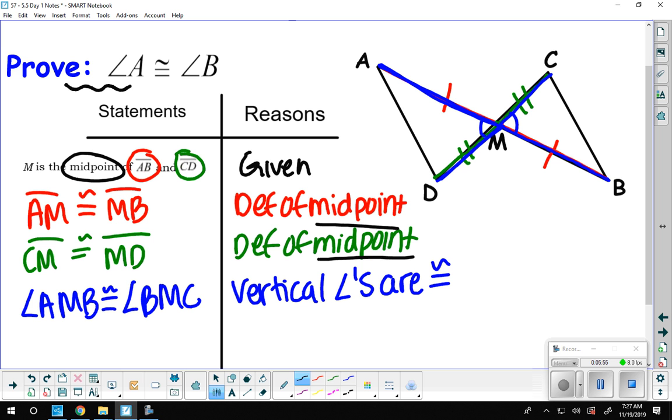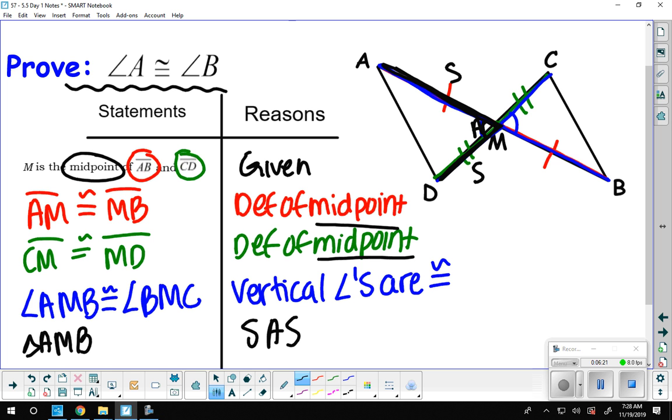Our end goal is actually to prove that angle A is congruent to angle B, but before we do that, we have to prove that the two triangles are congruent. So now we have side, angle, side, and this is the included angle in between these two sides because it's the angle that the two sides make up. So by the SAS congruency postulate, we can say that triangle, and I'm just going to use the step above because we already matched up corresponding parts, triangle AMB is congruent to triangle BMC.